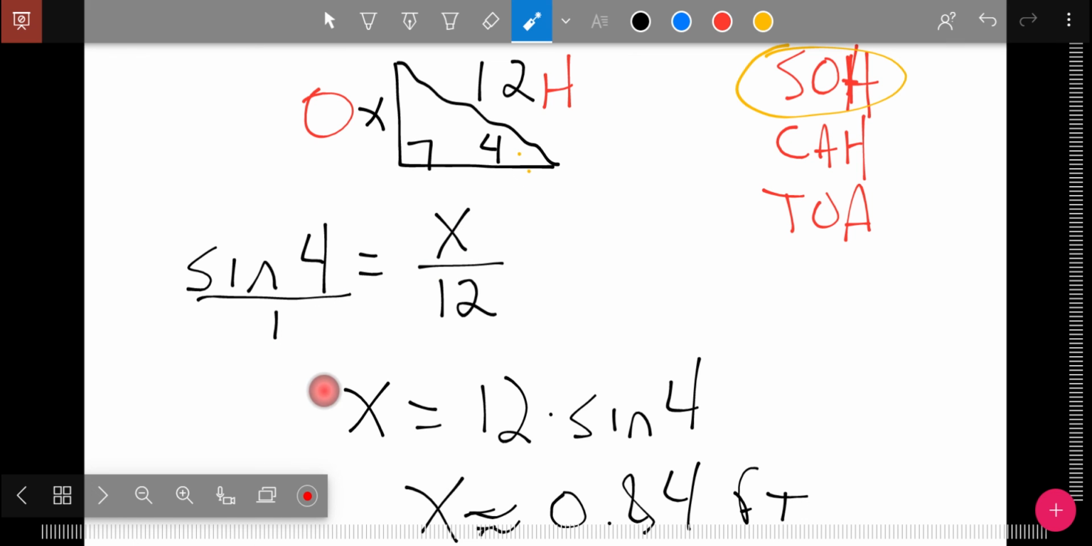Cross multiply: 1 times x is just x, 12 times sine of 4. Type that into a calculator. You should get approximately 0.84. I use the little wavy lines because it's equivalent, not exact, to 0.84 feet.